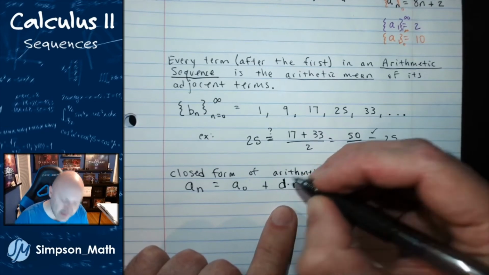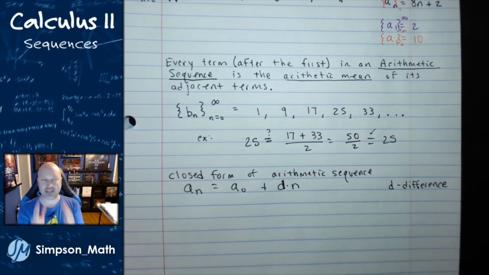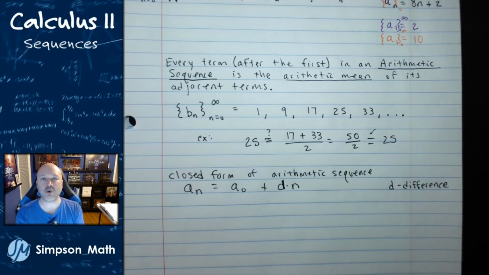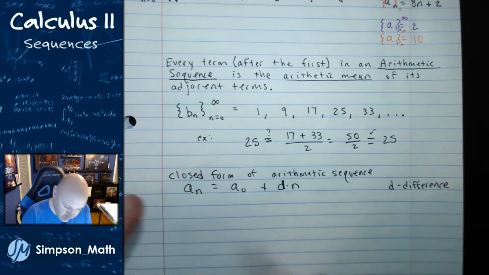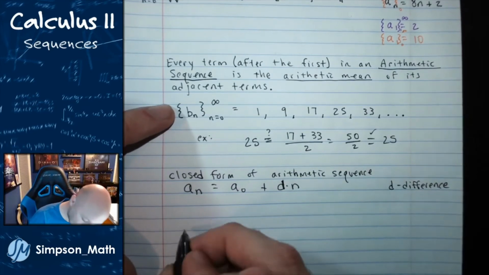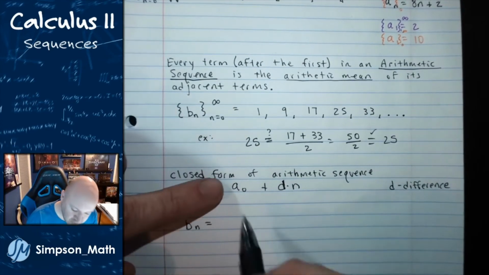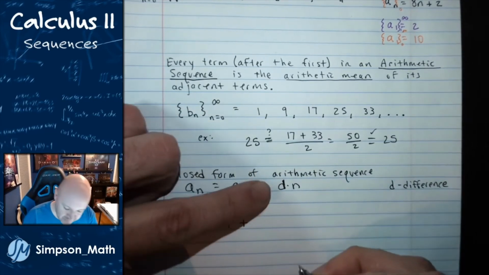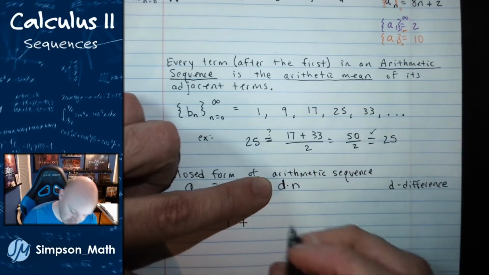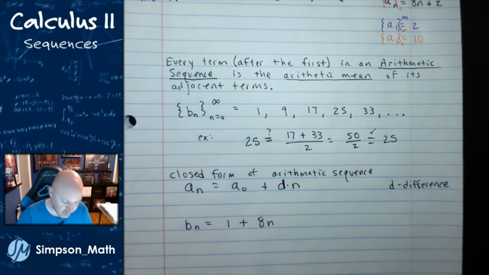So I claim if you have an arithmetic sequence and you're trying to come up with a closed form and maybe you're having difficulty, one option is to re-index it so that n starts at 0. Then you can always just apply this formula. So back to this sequence, b sub n will be equal to that initial value, which in this case is 1, plus the difference. Well, the difference every time is just 8 times n, or 8n plus 1.